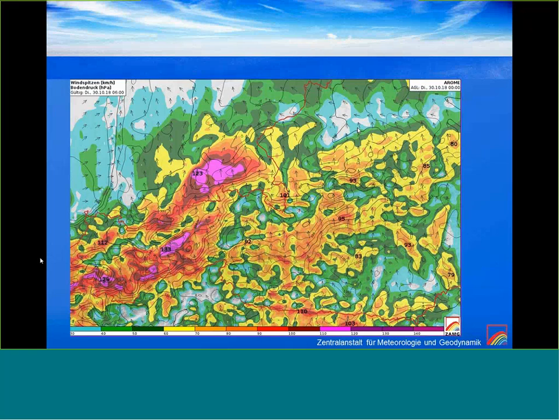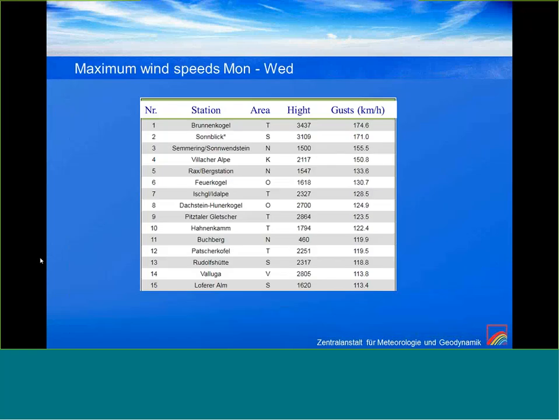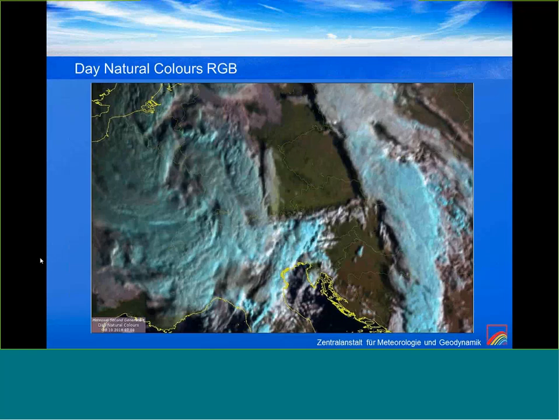Okay, so this is just the chart where you can see some maximum speeds that we were measuring in Austria, up to 170 kilometers per hour. Yeah, maybe even more where we did not measure. And just a quick look at the time.